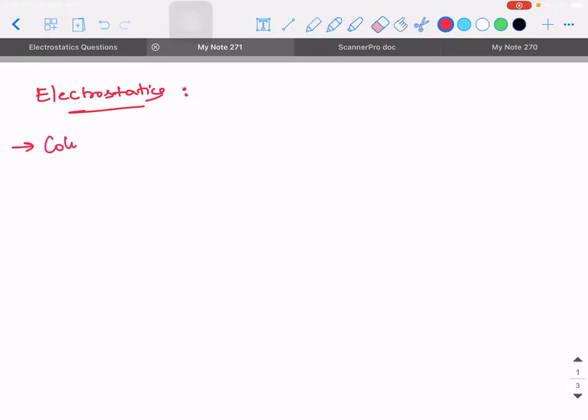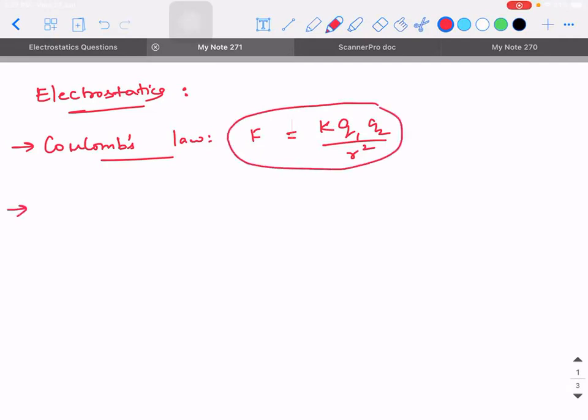Next, to solve the problems, the basic that you need to start with is Coulomb's law. Coulomb's law is applicable for point charges which are at rest. So F is equal to K Q1 Q2 divided by R square, where Q1 and Q2 are the magnitudes of the charges and R is the distance of separation between them. This is the formula that we need to know. Similarly, whenever you have extended charges and you need to apply Coulomb's law, because Coulomb's law is applicable for what?